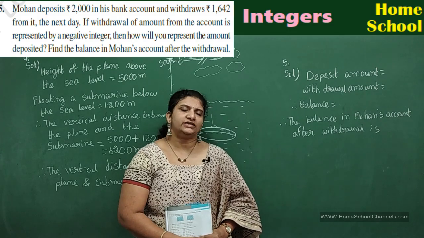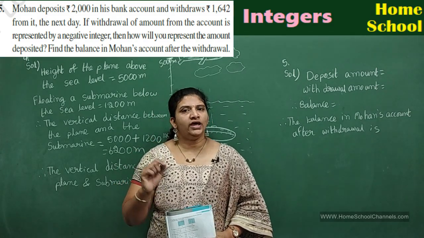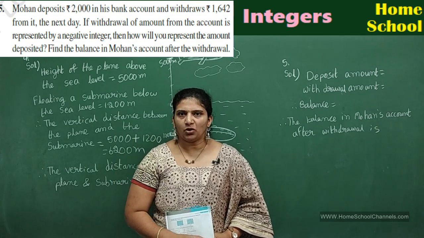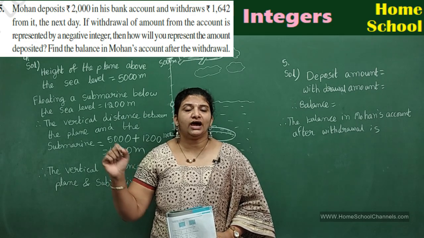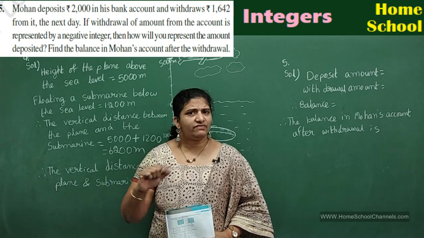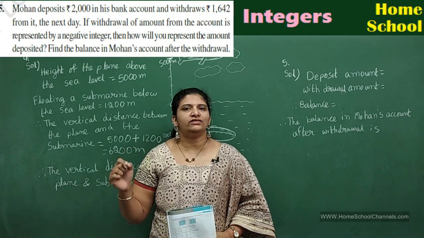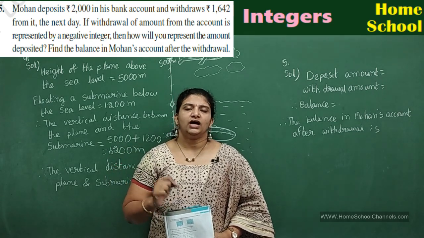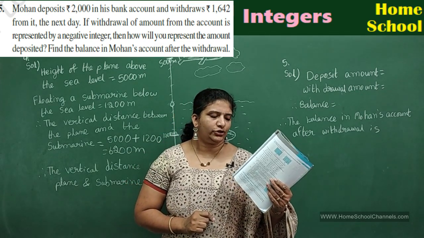So what is your question? We are talking about a person. Who is he? Mohan. Mohan went to a bank. And he deposited how much amount? 2,000 rupees. And the very next day, he went to the bank again and he withdrew some amount. How much amount? 1,642.